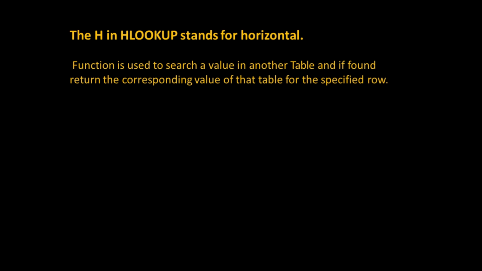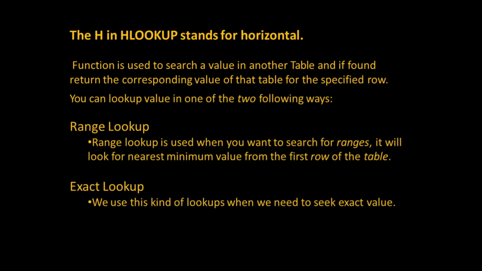H stands for horizontal search. Basically it searches a value in another table, and if found, returns the corresponding value of the table in the specified row. So basically it has two different ways: one is range lookup and the other is exact lookup. Range lookup is used when you want to search for ranges. It will look for the nearest minimum value from the first row of the table. Whereas exact lookup is used when you need to seek an exact value.